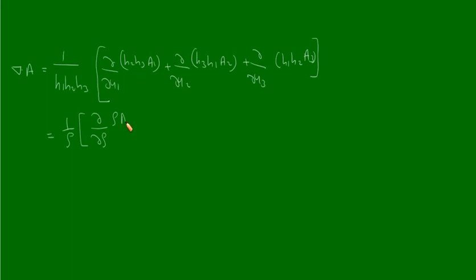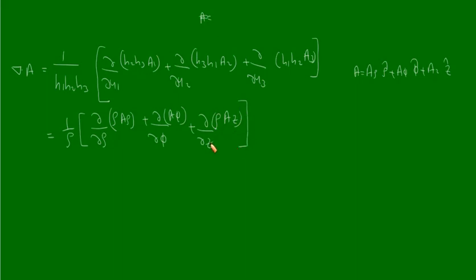So rho A1. So A1 we can denote as A rho. So my vector A will be equal to A rho rho cap plus A phi phi cap plus A z z cap. Now here we are taking vectors. Plus dou by dou u2, that is dou by dou phi of h3 h1, where h1 is 1 and h3 is 1. So 1 into A2, that is A phi, dou A phi by dou phi, plus dou by dou z of rho, into h2 which is rho, into A3, which is A z. So this is the form of divergence in the circular cylindrical coordinate system.